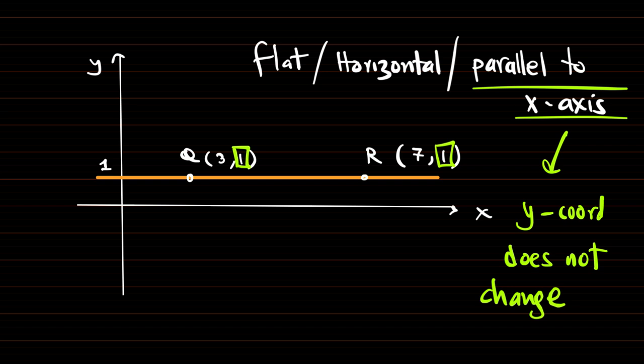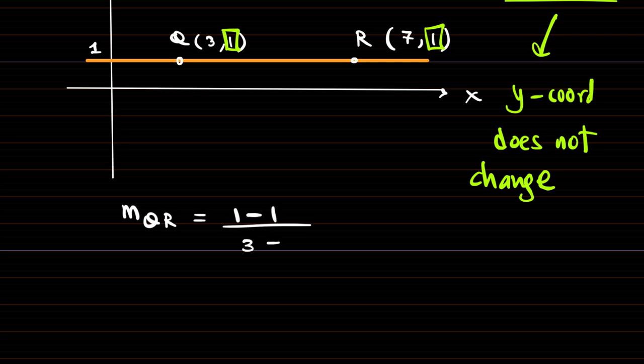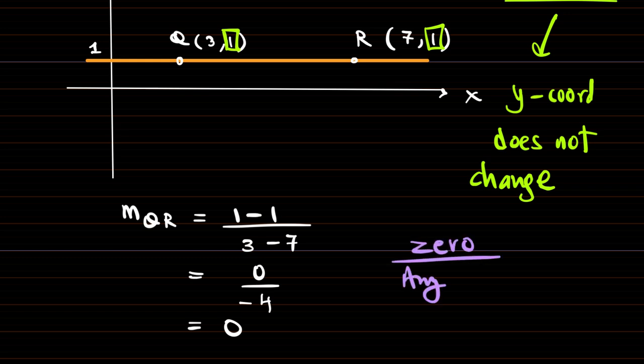It does not change. Now what happens is that if I calculate the gradient of QR, that is 1 minus 1 over 3 minus 7. This is 0 over negative 4, which comes out to be 0. Remember the rule, 0 divided by any number is 0.